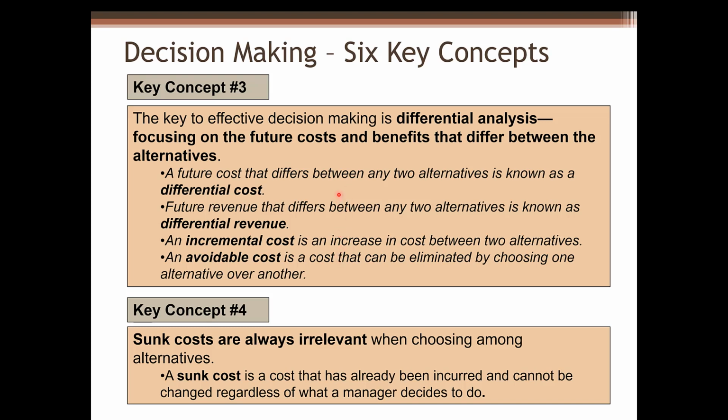Differential cost is a future cost which differs between any two alternatives. Differential revenue is future revenue which differs between any two alternatives. Incremental cost is an increase in cost between two alternatives. And avoidable cost is a cost which can be eliminated by choosing one alternative over another.